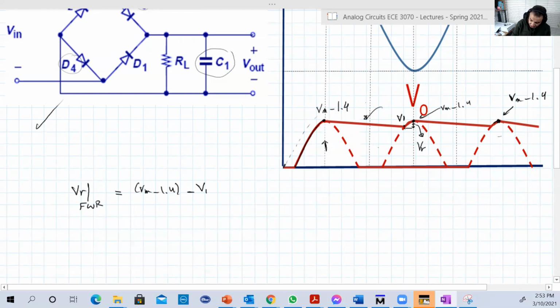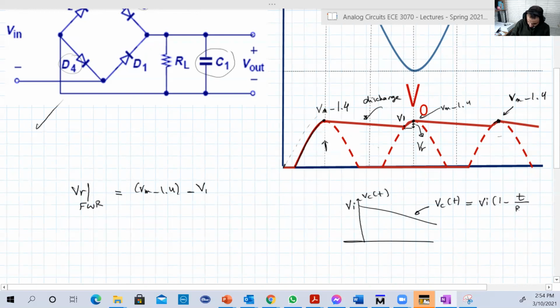Basically, this is the discharge voltage. Again, I'm going to remind you that it's the discharge voltage, Vc of t, if this is V initial. From the previous lecture, we discovered that Vc of t while it's discharging is equal to Vi e to the power of minus t over RC. In this case, R is RL and C is C1, just the naming for it. This is the function of time.